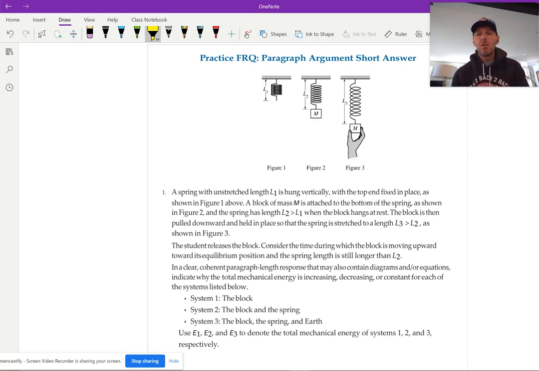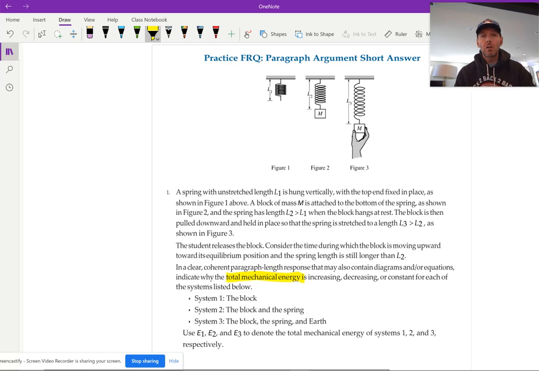So the key unknown in this one is total mechanical energy. We're trying to figure out is it increasing, decreasing, or constant for each of the systems. So that's our key unknown. So what are the flags for big ideas, big concepts in here? So obviously energy is a big one, and we have systems in there. And so energy, systems, springs.